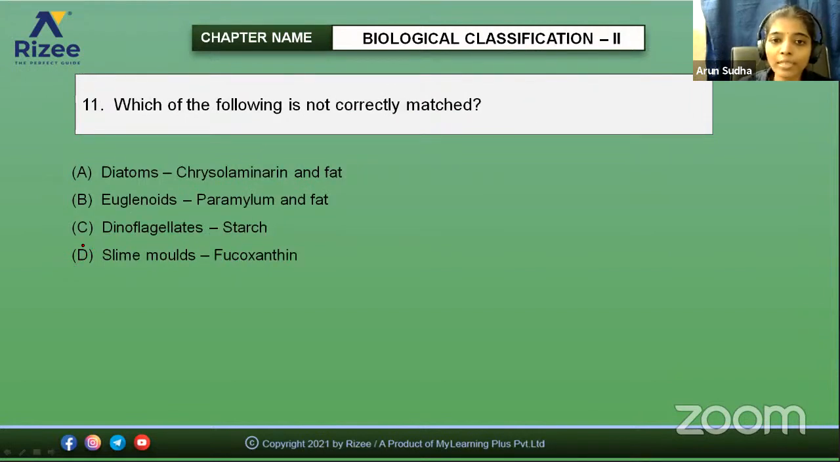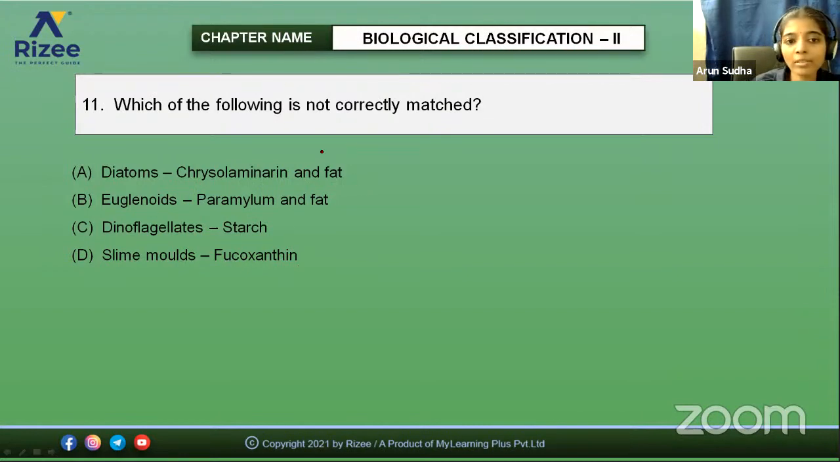Which of the following is not correctly matched? We saw that the main storage material in diatoms is chrysolaminarin and fat. In euglenoids, it is given as paramylum and fat. In dinoflagellates, it is starch. And in slime molds, it is fucoxanthin. So which one is not correctly matched?